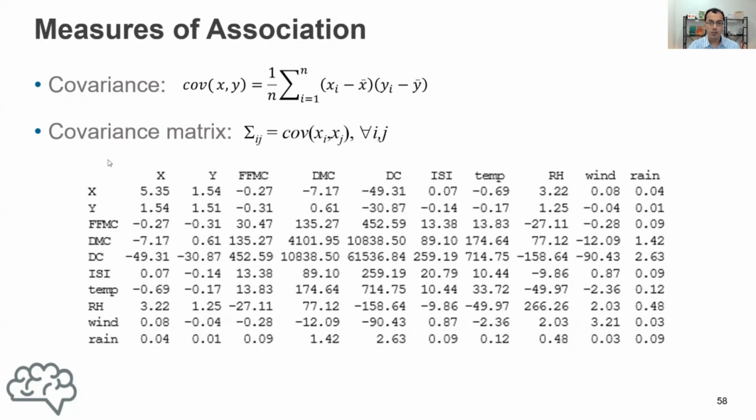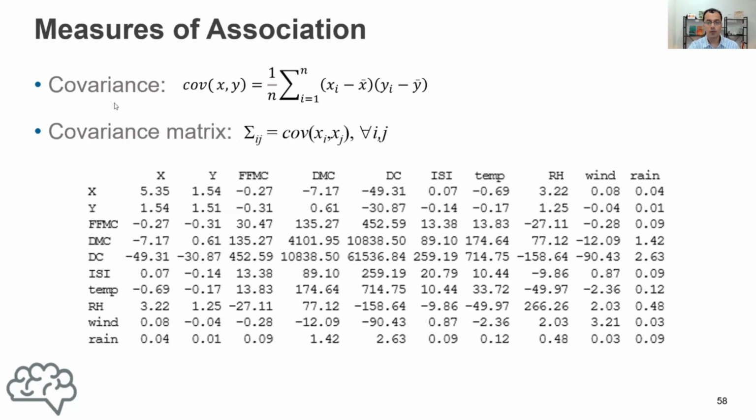As an example, let's consider the case of the forest fire dataset. This matrix here contains the covariance among all variables in this dataset. If we have a quick look at it, we can see that some variables are highly positively covariant, for example DC and DMC, DC and FFMC, DC and ISI, DC and temp. We can also observe that some variables are very negatively covariant, for example DC and the relative humidity.